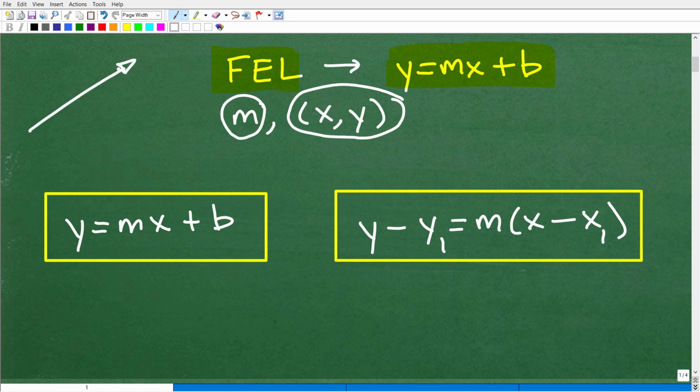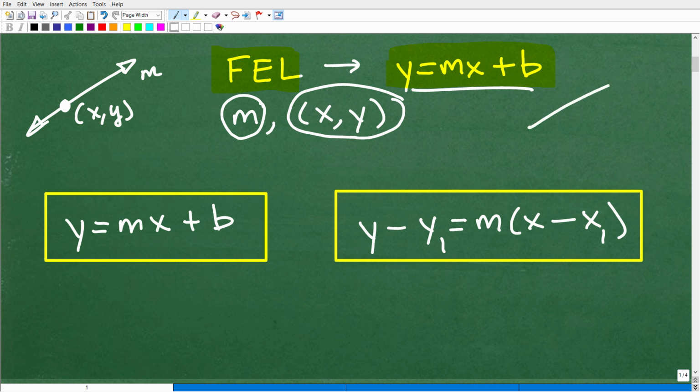Let's just think about it here. Here is a line. If I know one point, this particular x, y point here, and I know the slope, that's enough information for me to give you the y equals mx plus b equation for this line.